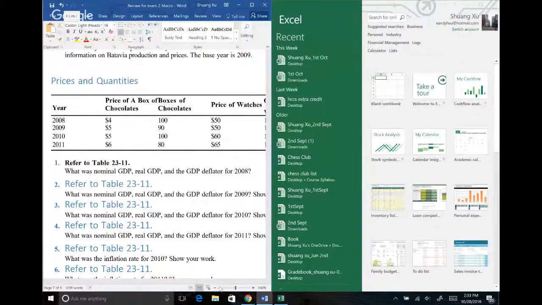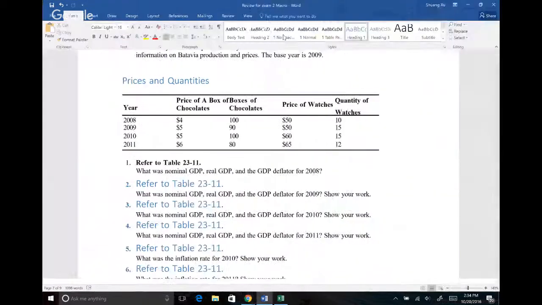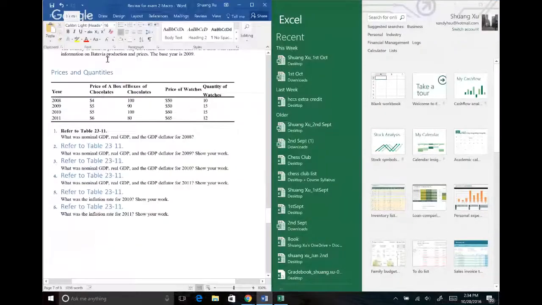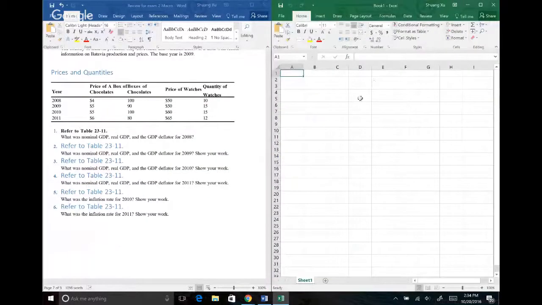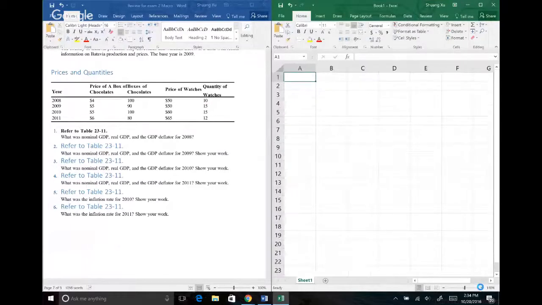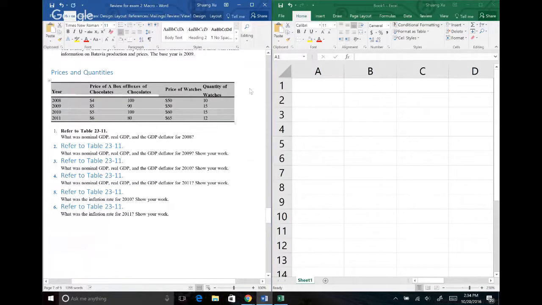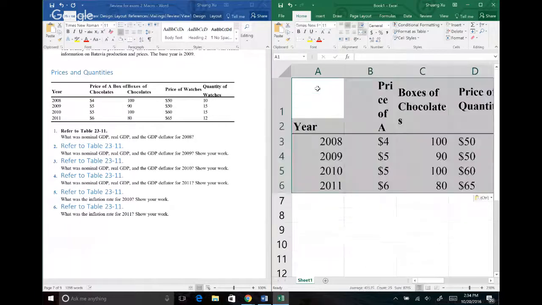Let me make this a little smaller. All right, let me see if I can copy this into a spreadsheet. If I can, that'd be great. All right, great. This is better then.